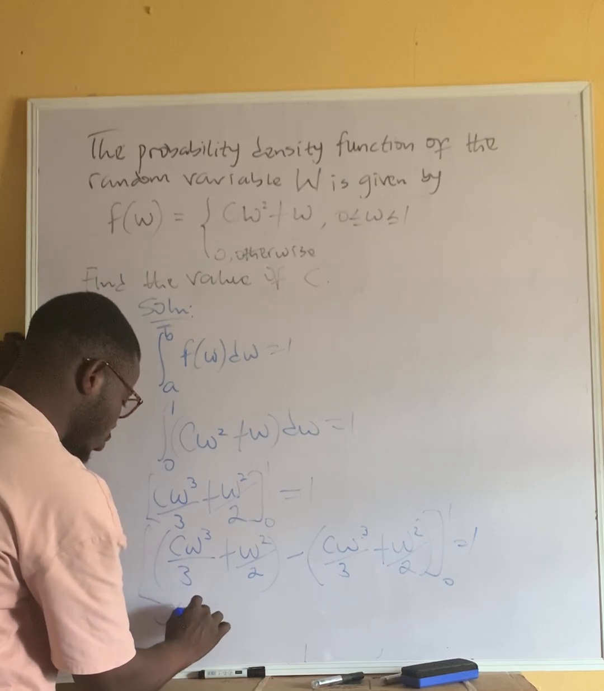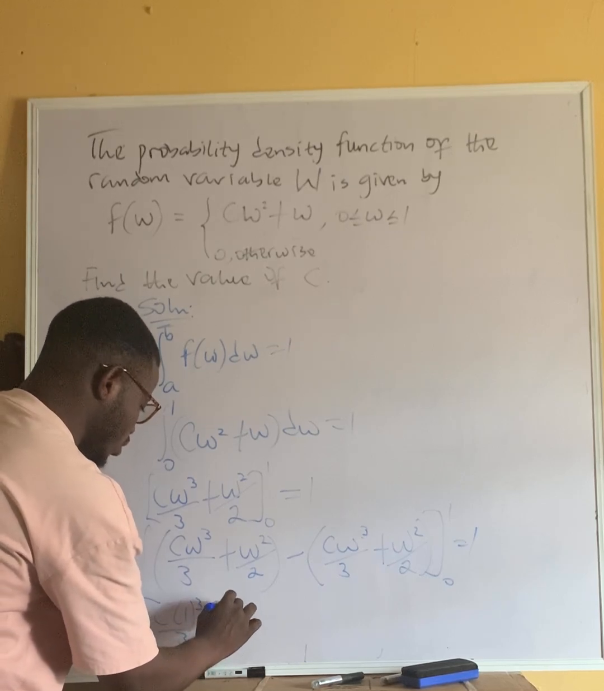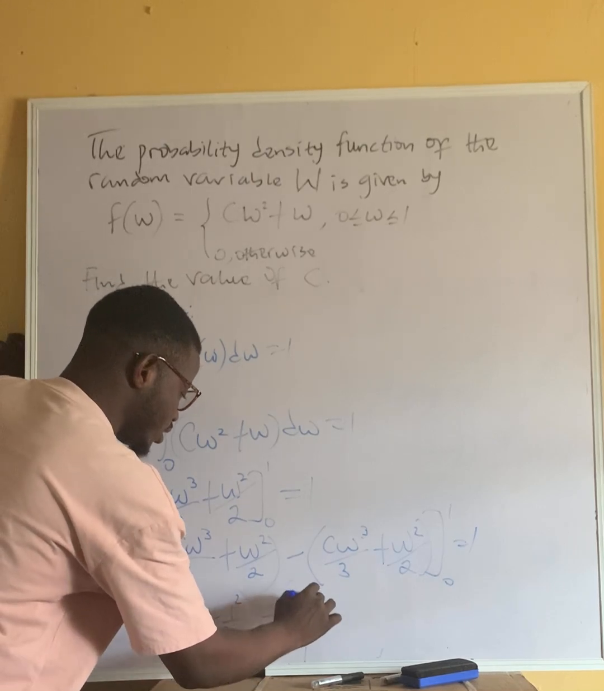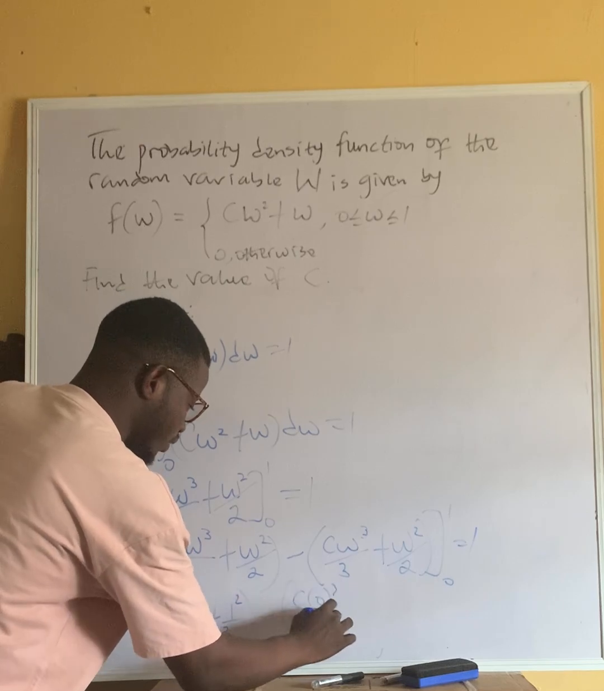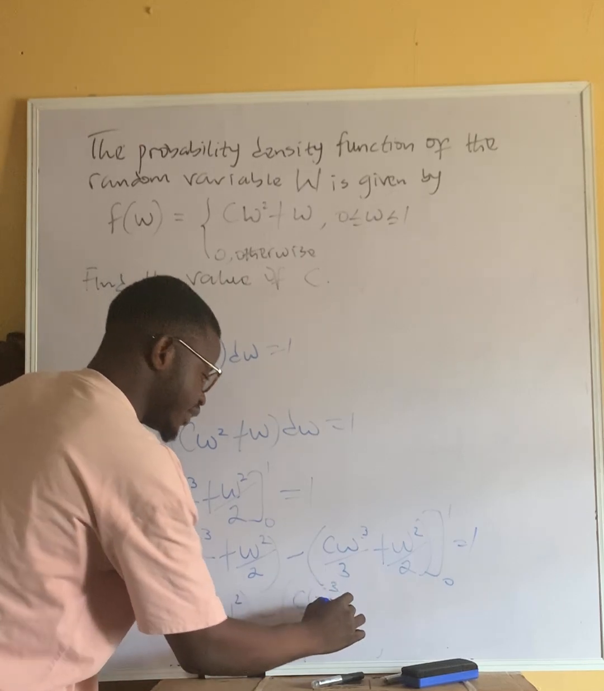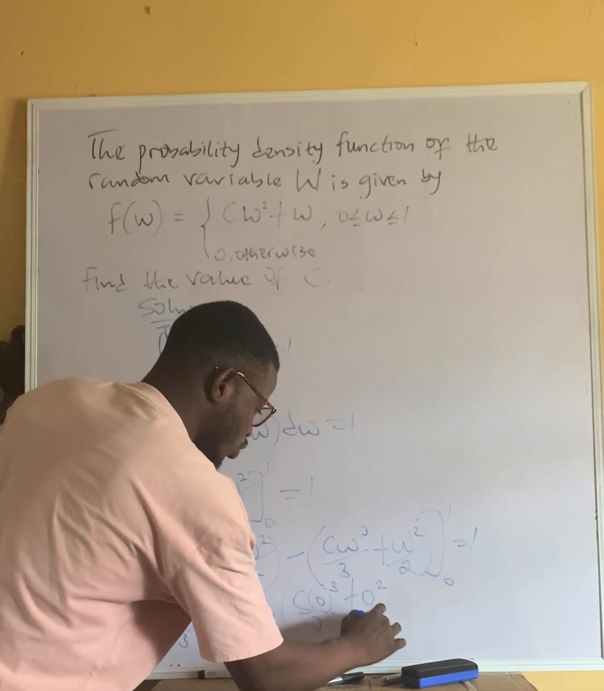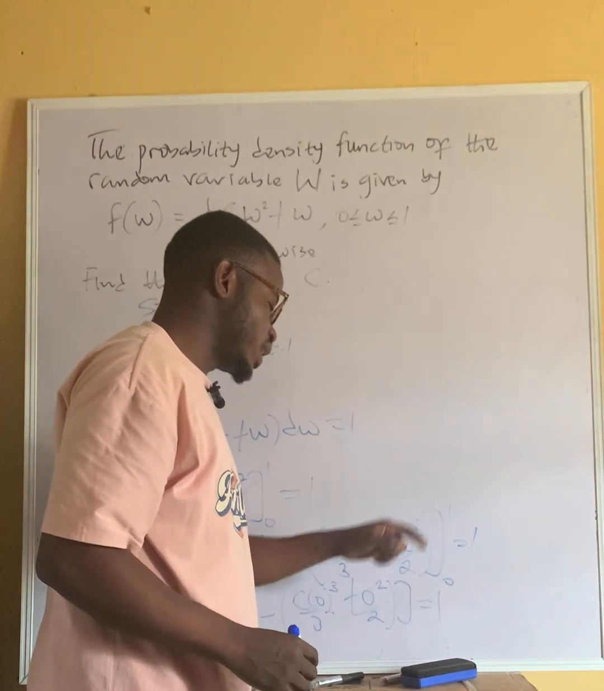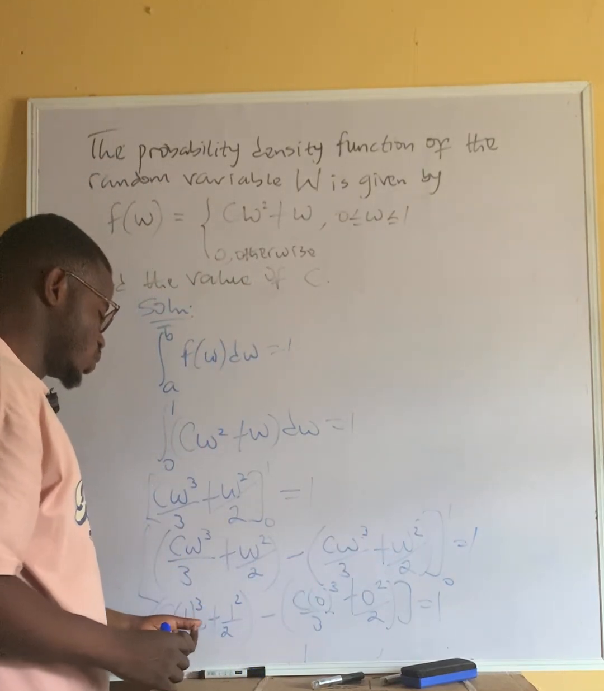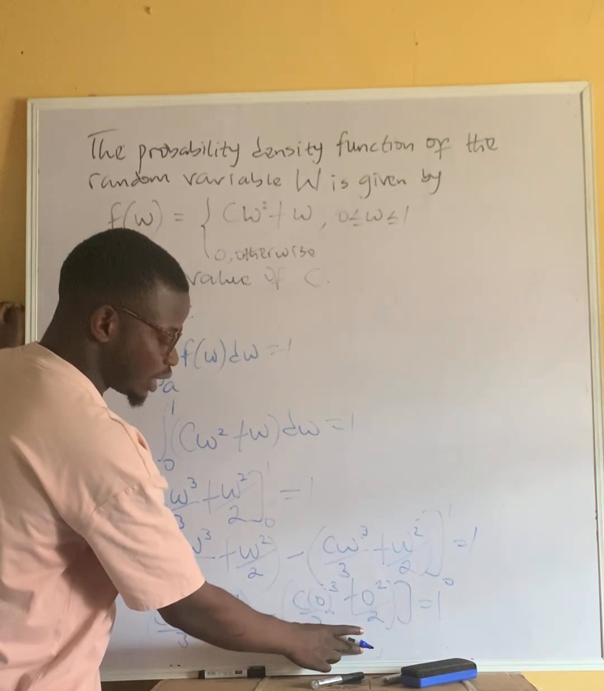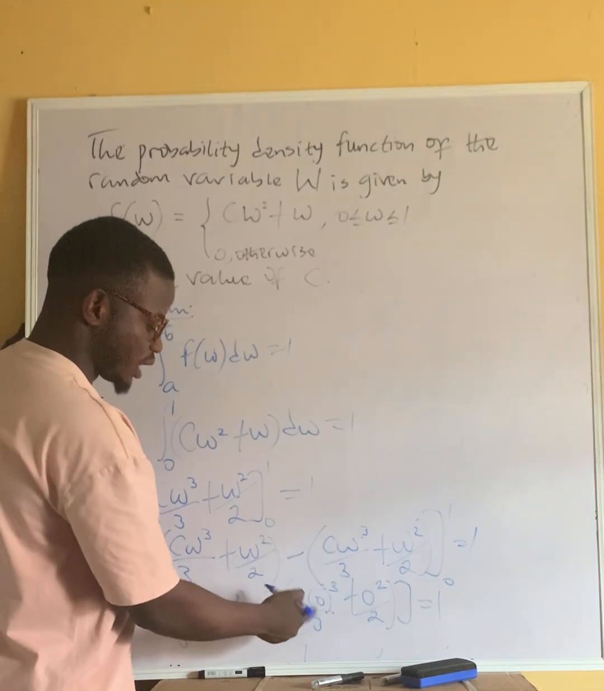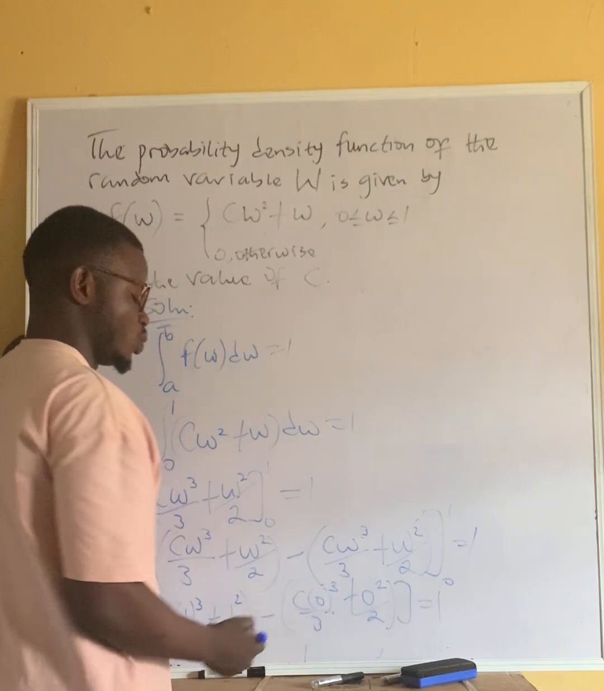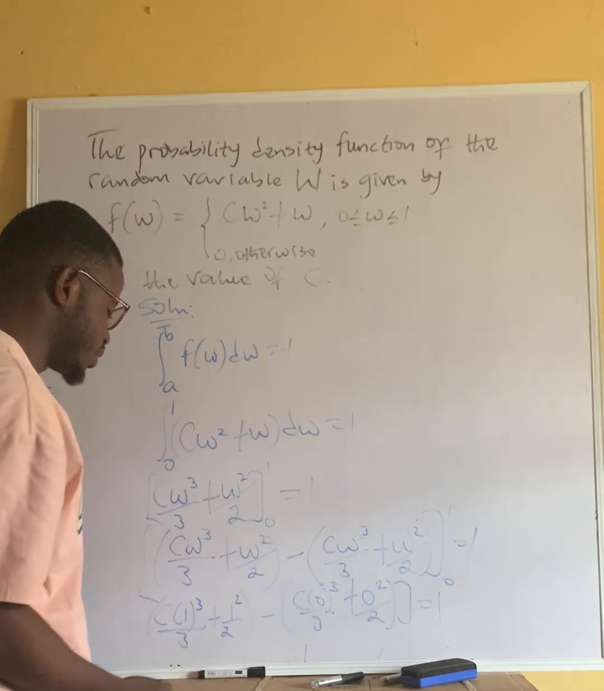So here we have c into 1 raised to the power of 3 over 3, plus 1 raised to the power of 2 over 2, then minus c into 0 raised to the power of 3 over 3, plus 0 raised to the power of 2 over 2. Everything is equal to 1. Everything on this other side will be 0, because 0 raised to the power of 3 is 0, times c is 0, divided by 3 is 0. 0 raised to the power of 2 is 0, divided by 2 is 0. So 0 plus 0 is 0, and that one is gone.